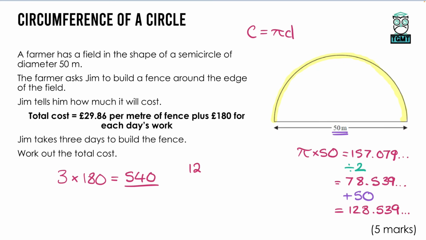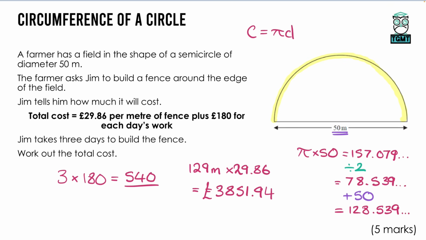It costs £29.86 per metre, so we'll times that by the £29.86. So if we do 129 times £29.86, that comes out as £3,851.94. And that is the cost for the fence.